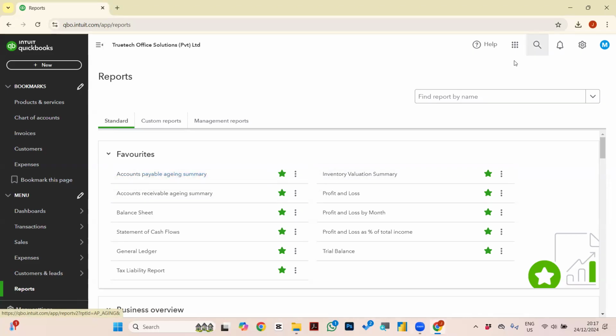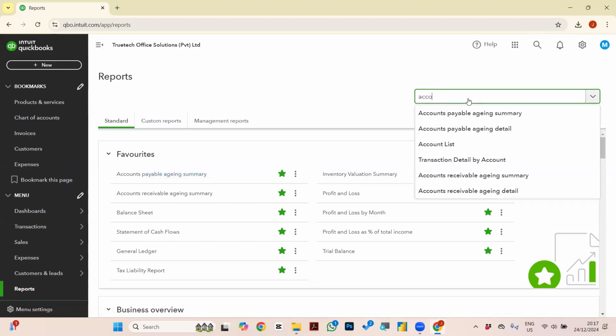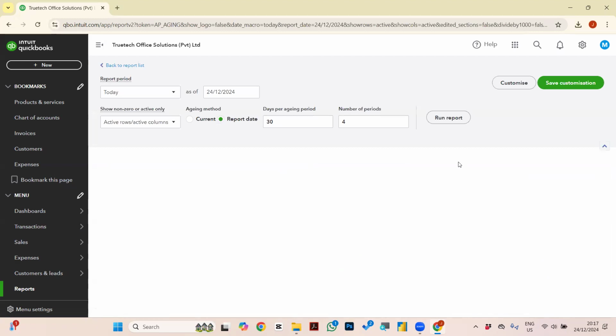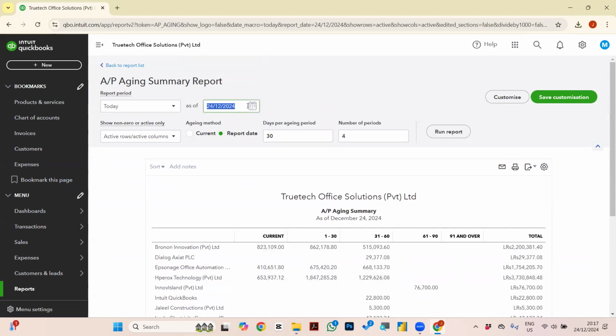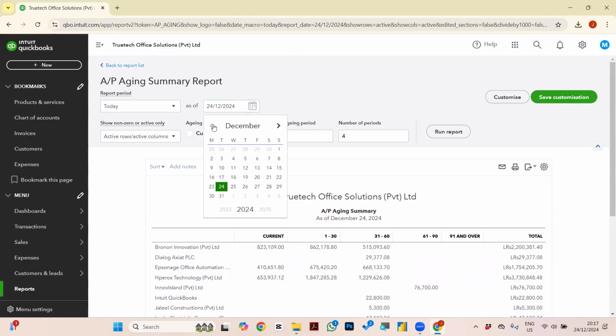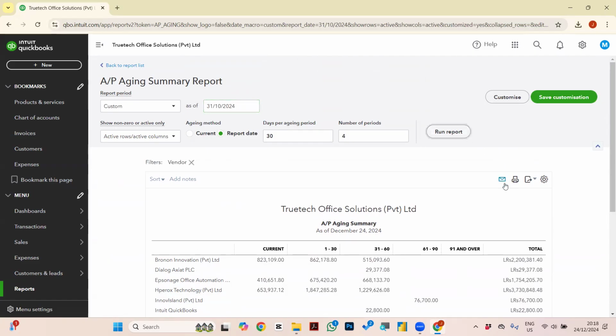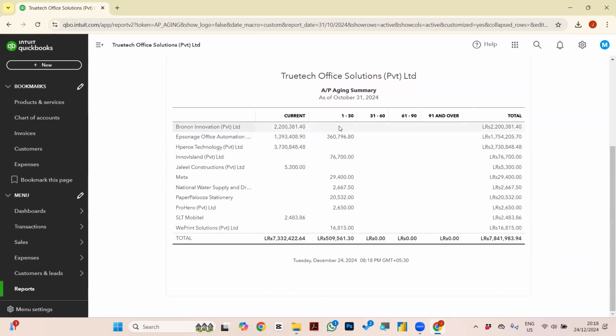I can also search here. You see here, accounts payable aging summary. You click here, the same thing. If you click here, it will take you to the payable aging summary. Now, because you are at the end of October, you select the end of October, and then you can run the report again. It will show you the detail as per October.